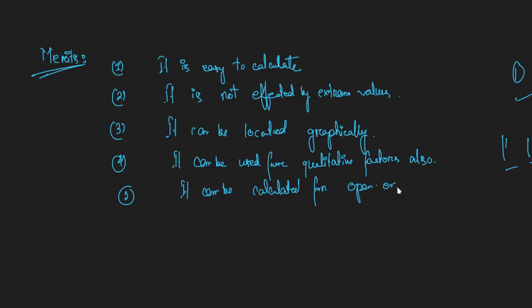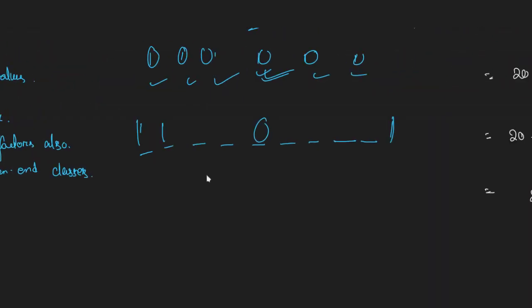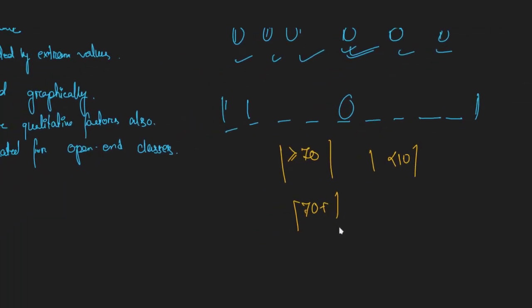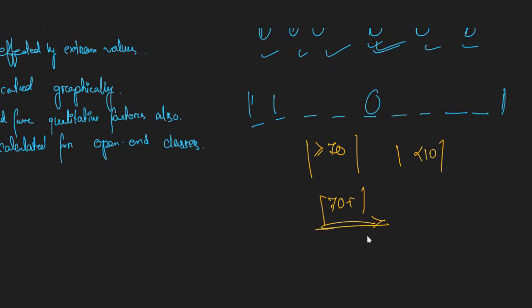open end classes, right? If you recall, this was a demerit for the arithmetic mean, if there is an open end then we cannot calculate it. Open end means the class interval is like greater than 70, or 70 plus, or less than 10. If there is such a class interval, we cannot calculate the arithmetic mean because we cannot define the midpoint.